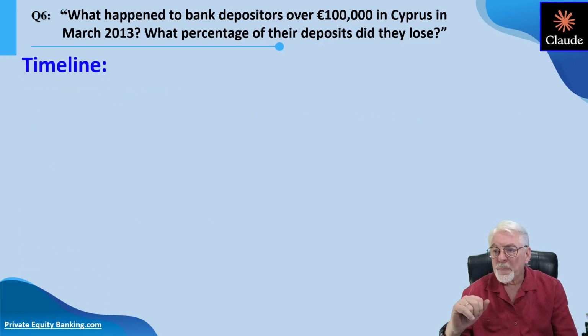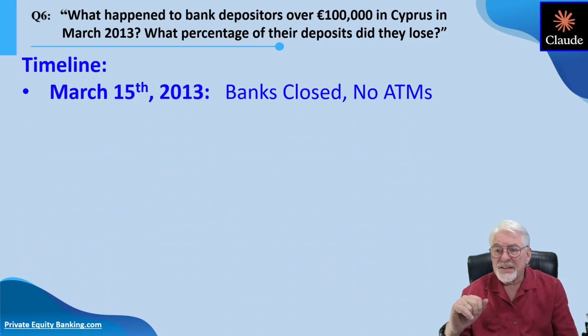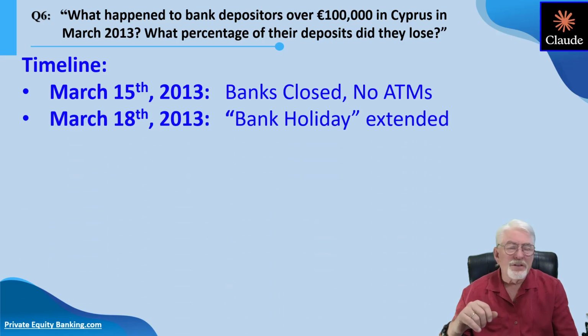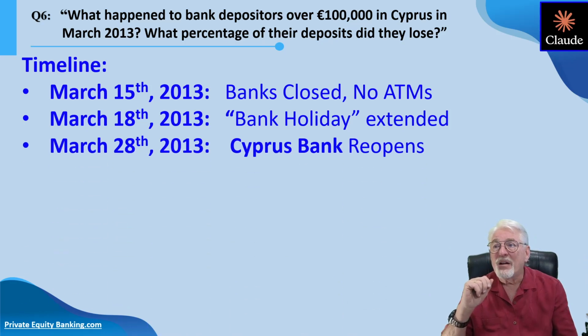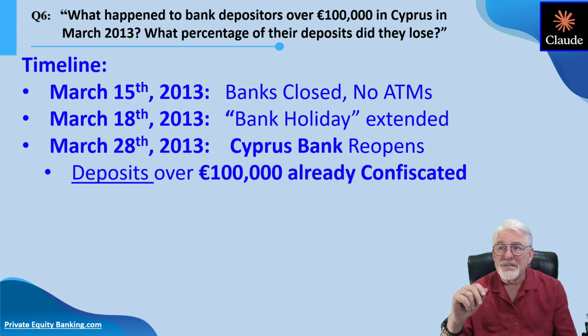All right, the timeline. March 15th, 2013, the bank's closed, no ATMs available. And you couldn't go in with your app on your phone either and move monies. March 18th, so 3 days later, it was declared a bank holiday and it was extended. On March 28th, so we've gone almost 2 weeks now, the Cyprus bank reopens. Deposits over 100,000 euro already confiscated. So you had nothing that you could do for 2 weeks.